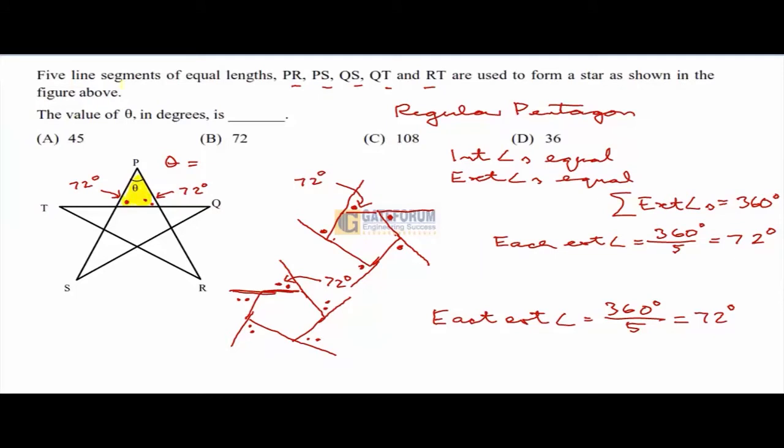This triangle: the total of the angles of a triangle is 180 degrees. So theta must be equal to 180 degrees minus (72 degrees plus 72 degrees). That will be equal to 180 degrees minus 144 degrees, and that must be equal to 36 degrees. So the value of theta is 36 degrees.